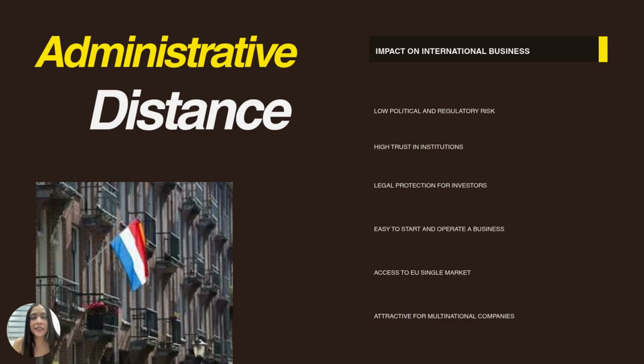It is also relatively easy to start and operate a business due to efficient administrative processes and clear regulations. Another important advantage is access to the European Union market, which allows companies to expand easily to other European countries. Because of these factors, the Netherlands is considered an attractive location for multinational companies.